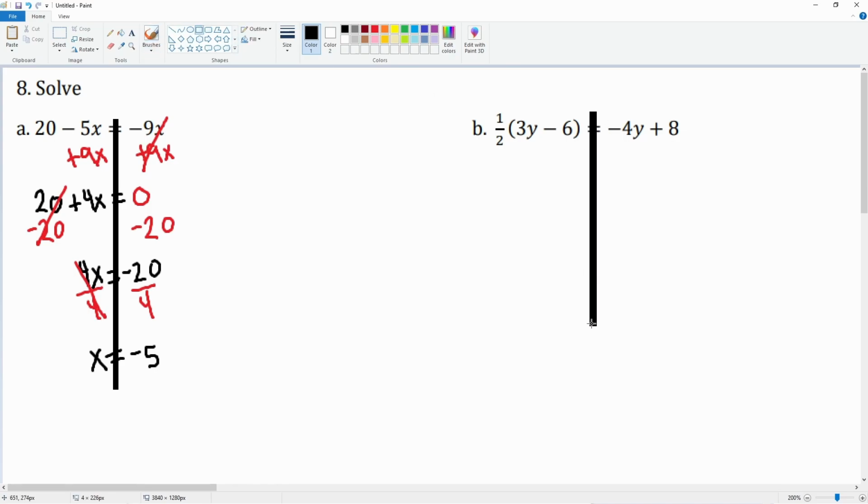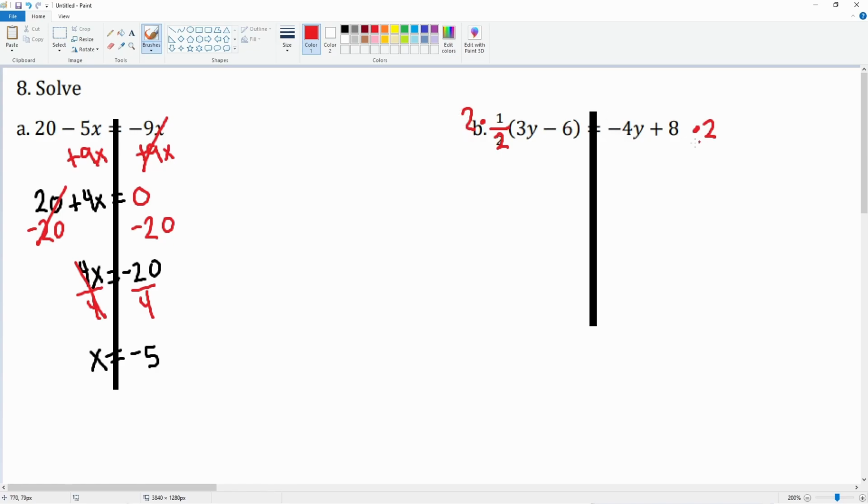Here's the line down that middle, okay? So if you distribute here, which a lot of you want to do, you're going to end up with 3y over 2 and minus 3. Still ugly. Don't do that. What you should do is try to get rid of the divide by 2. How do you get rid of divide by 2? We're going to multiply by 2. Multiply by 2 to both sides.